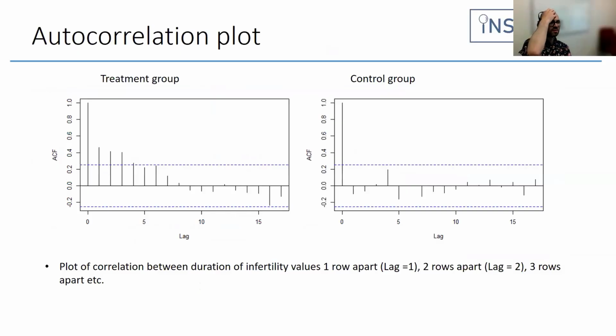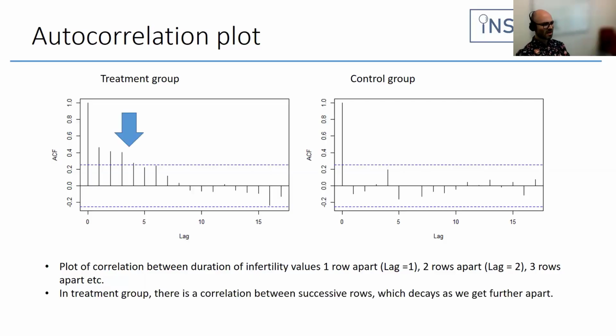This is what's called an autocorrelation plot for treatment and control groups. What is this showing you? On the y-axis, you've got the degree of correlation, if you like. And as we move along the x-axis, we've got increasing lags. We're showing you the plot of correlation between the duration of infertility values 1 row apart, 2 rows apart, 3 rows apart, etc. And what we can see is, in the treatment group, there is this quite substantial correlation between successive rows, which decays as we get rows further apart.